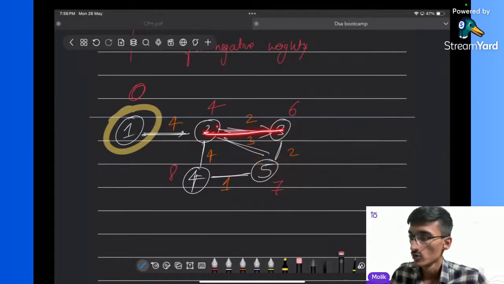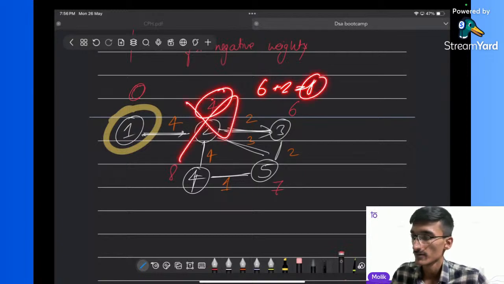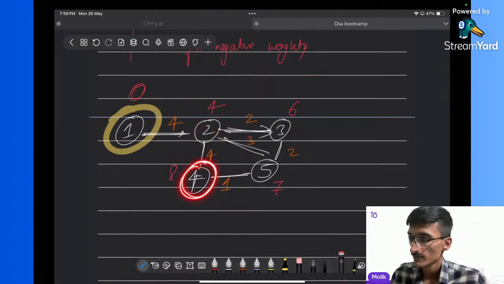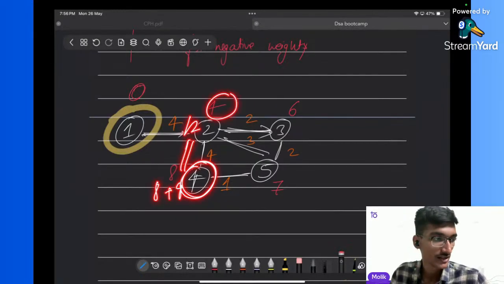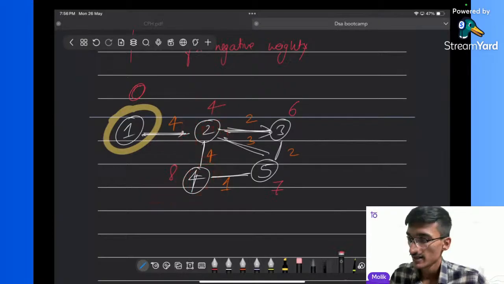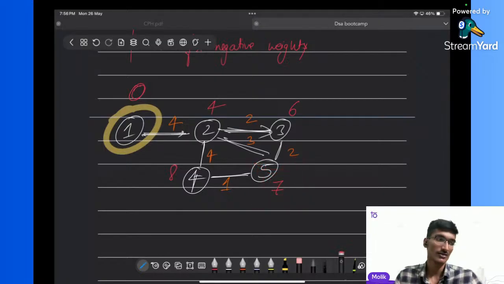And you go back, you see 6 plus 2 is equal to 8, but 4 is already present, you don't update it. Again, you go to the minimum one, 8 plus 4 is equal to 12, but 4 is already present, so you don't update it. And again, 8 plus 1 equal to 9, but 7 is already present, so you don't update it. That's how a valid Dijkstra's algorithm works.